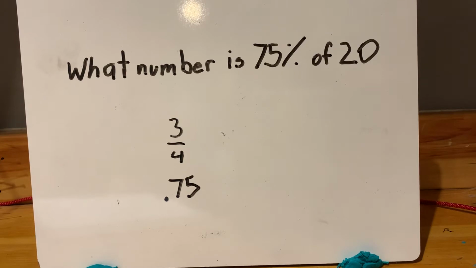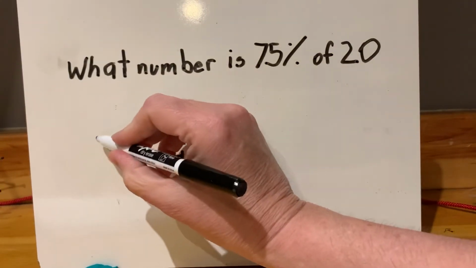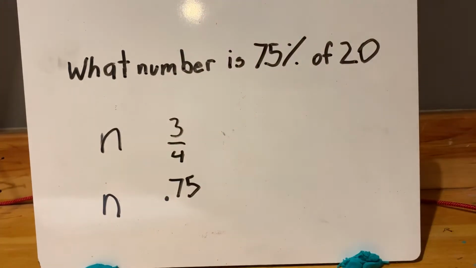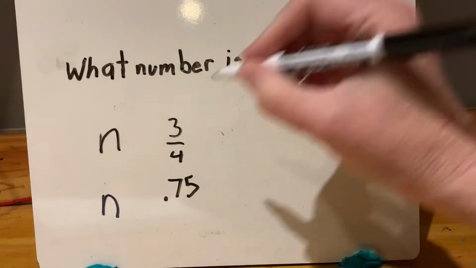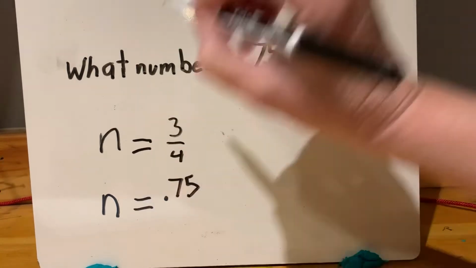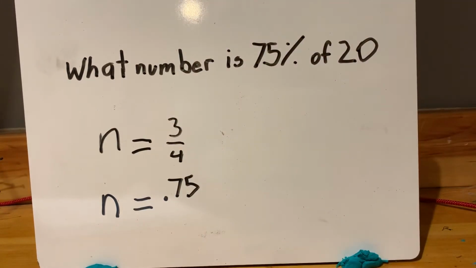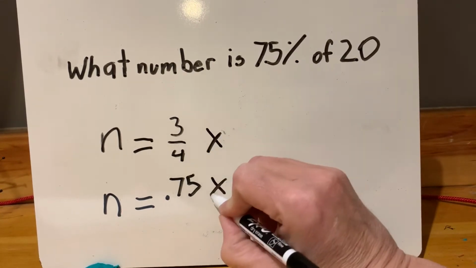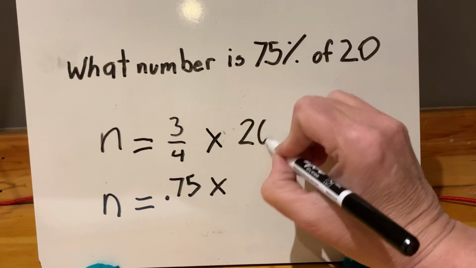We use the letter N for what number, an equal sign for is, and a multiplication sign for of. And we'll put the 20 here.